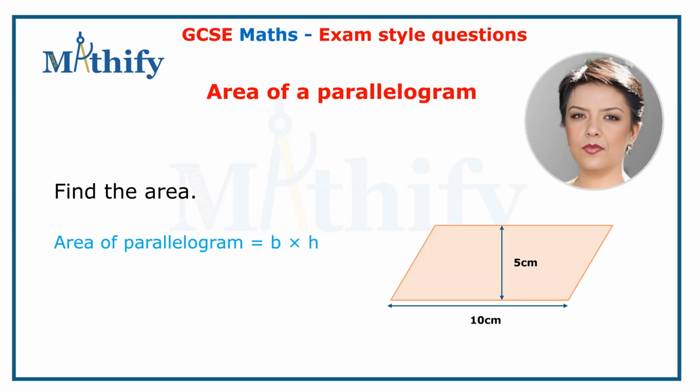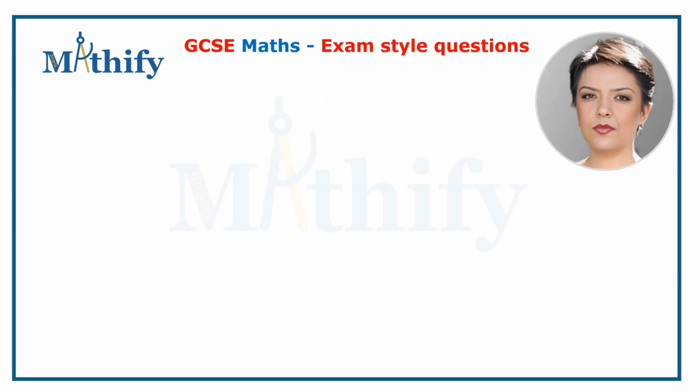So all we need to do is just substitute these values into our formula. So it will be 10 multiplied by 5, and that should give us 50 centimeters squared. Therefore, our area of parallelogram is equal to 50 centimeters squared.